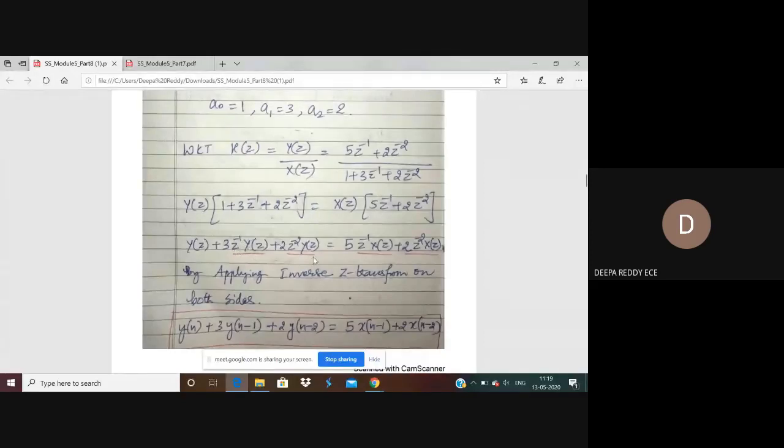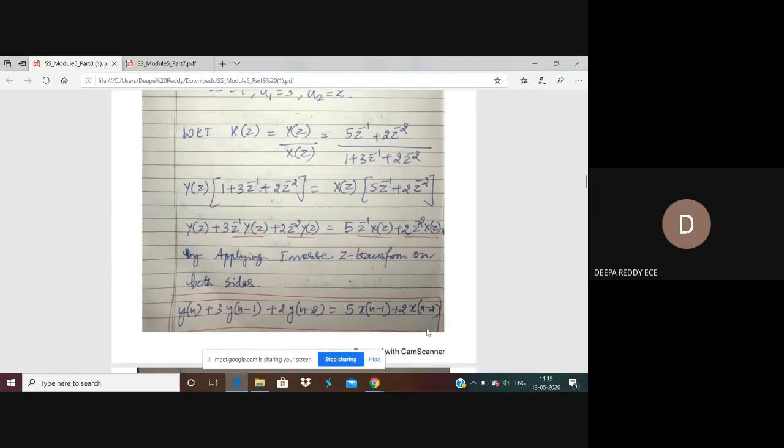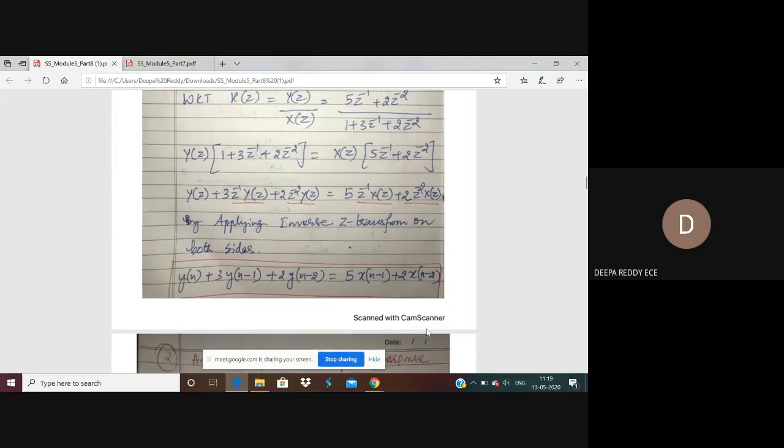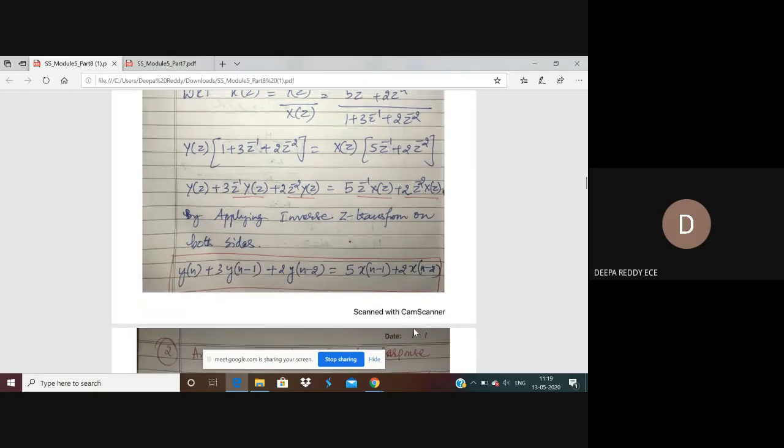Y of n minus 2 is equal to 5 times, now in terms of x, the time shifted version of the signal, x of n minus 1, plus 2 into x of n minus 2. Straight away we are applying the inverse z transform and we got the difference equation description of our H of z. So we started with H of z and we got the difference equation description of it.